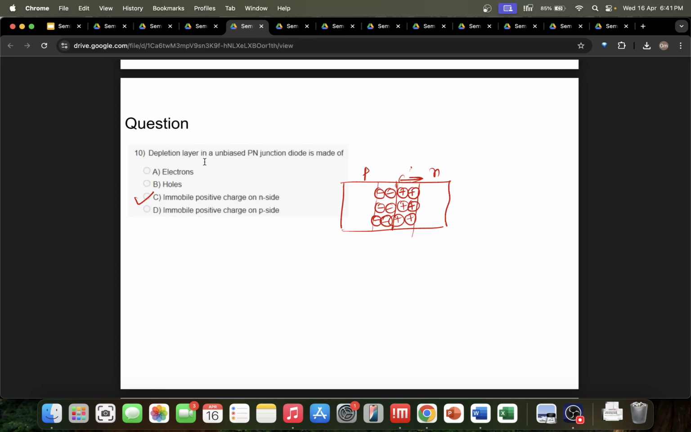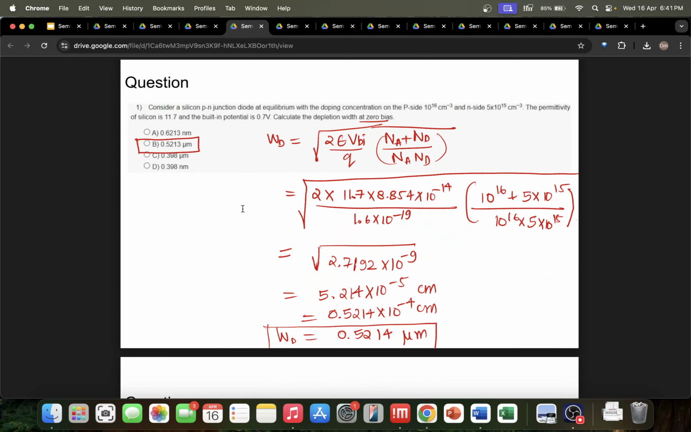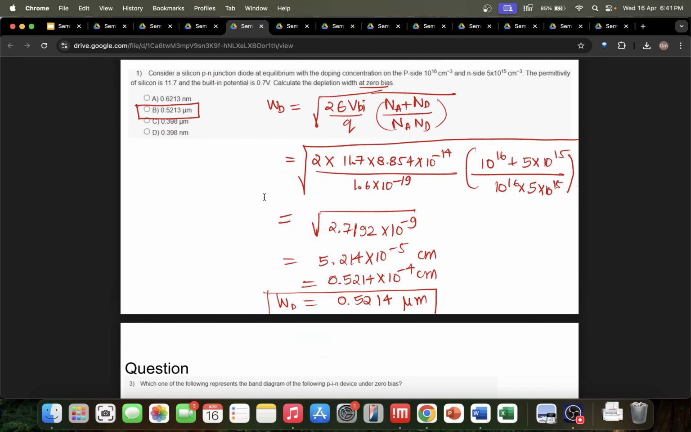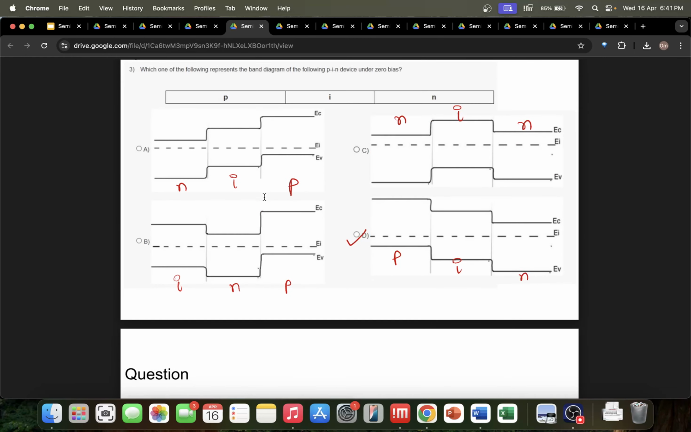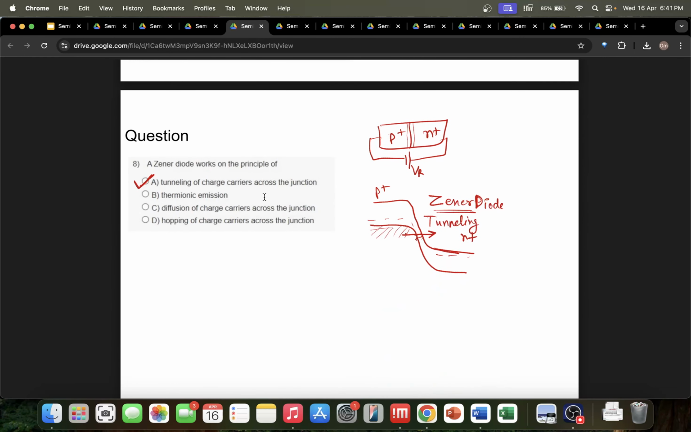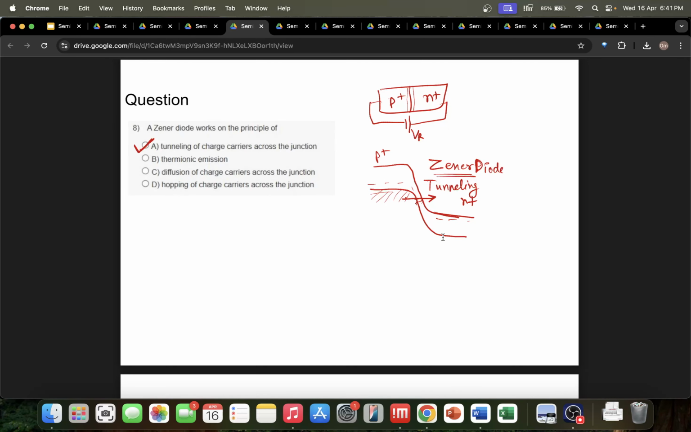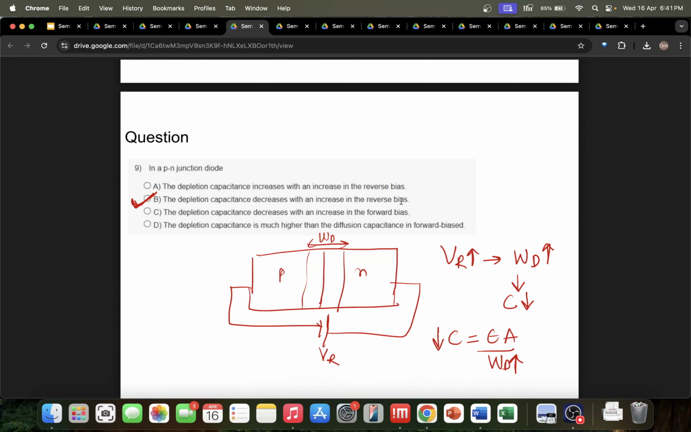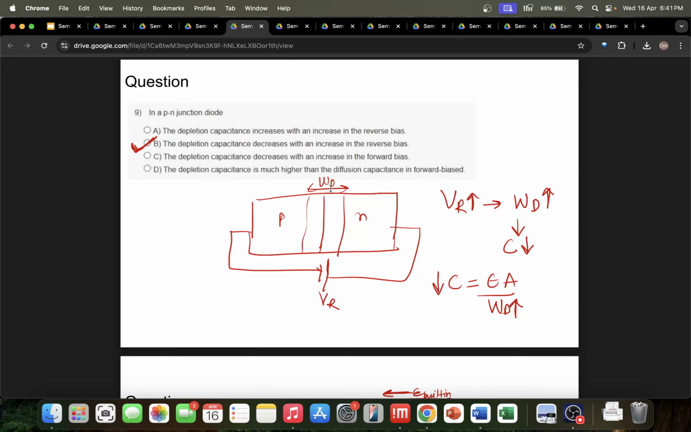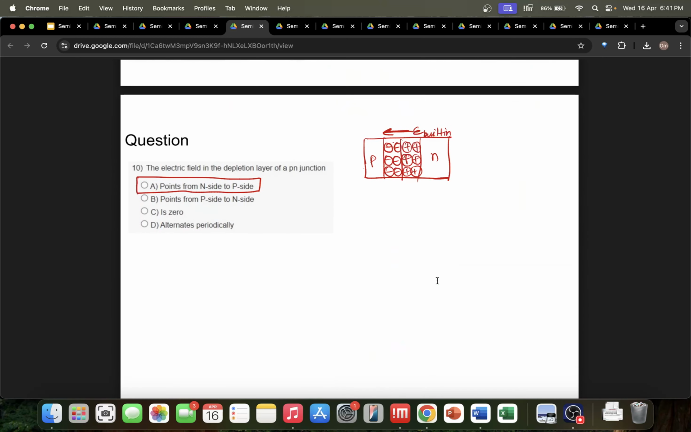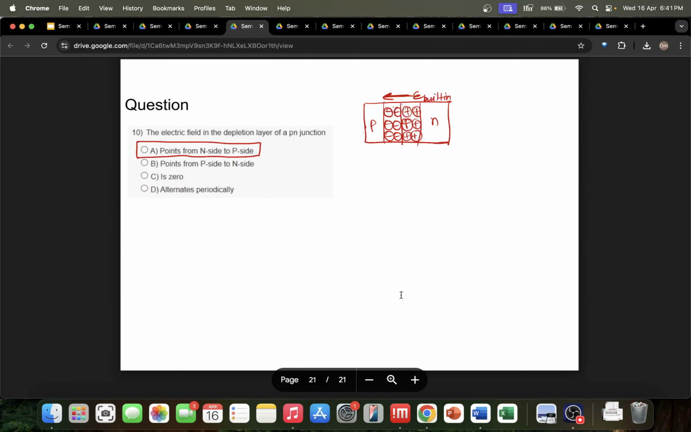We saw what the depletion layer is. Again, some questions on the depletion with band diagrams. These are very important concepts. We also saw the Zener diode principle, that is due to band-to-band tunneling in very high reverse bias condition. How a change in depletion will affect the capacitance in reverse bias. So all these questions are very, very important.